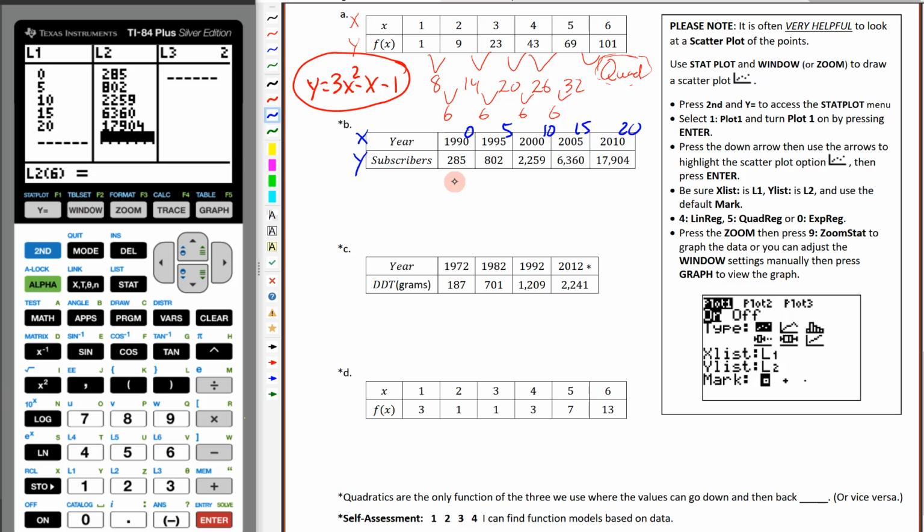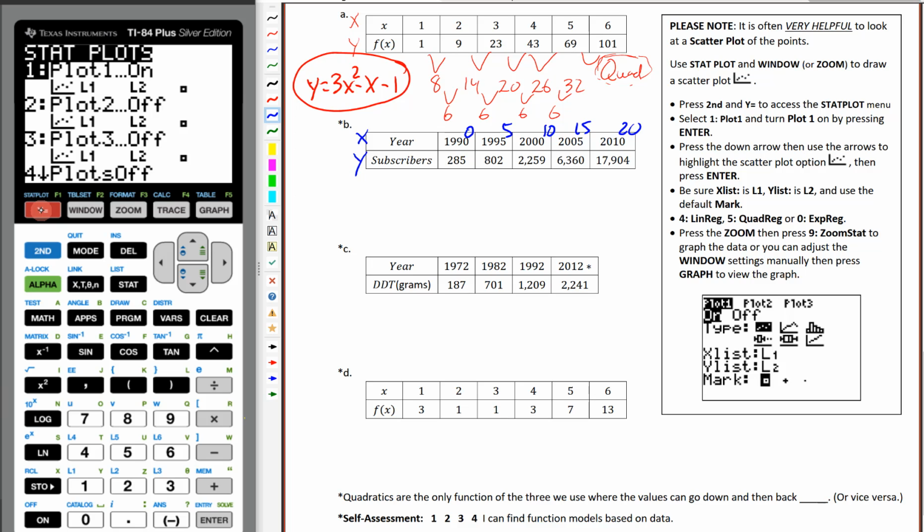Again, we're going to rely on the calculator most of the time to tell us what model we're going to use, and we're going to do that by taking a look at it. So here's the cool part about this. If I go to second y equals, you'll notice that the plot is on and it's using L1 and L2. Well, those are the new L1 and L2 we put in there. So it's all ready to plot that. We've got it set up. We don't have to change any of those.